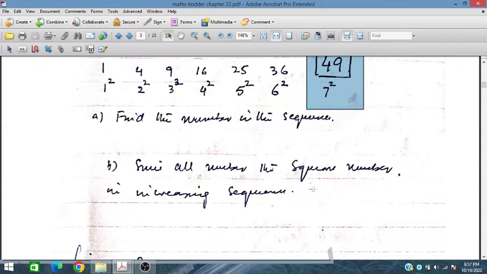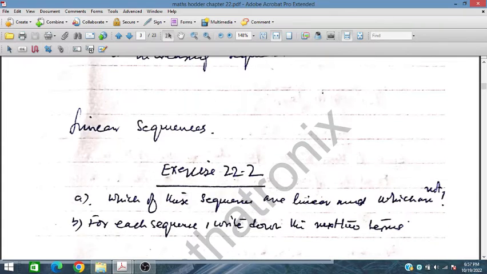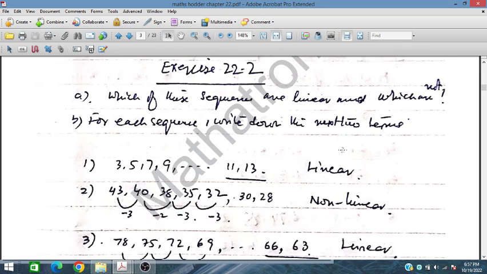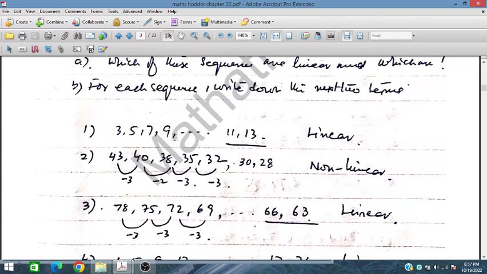It apparently shows here. Linear sequence exercise 22.2: which of these sequences are linear and which are not? For each sequence, write down the next two terms. So this is 3, 5, 7. So the difference is 2, 2, 2. So after 9, the 2 will be added to get 11, and 2 added to 11 to get 13.